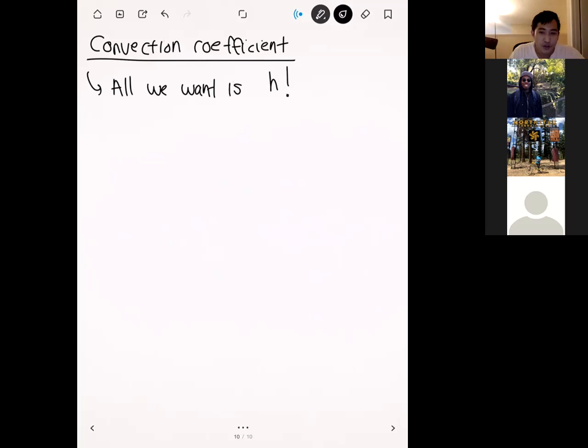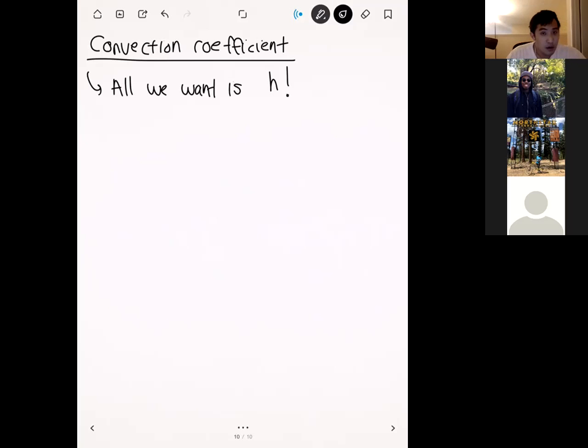Because if we have H, then what we can do is basically plug it into all the methods that we have before. So we can use either the heat equation, we can use thermal circuits, right? If we have H, that kind of unlocks a lot of stuff for us. But the problem is in a lot of practical situations we don't know what H is, okay? But all this stuff on the boundary layer will basically help inform us of at least what are the things that affect H.